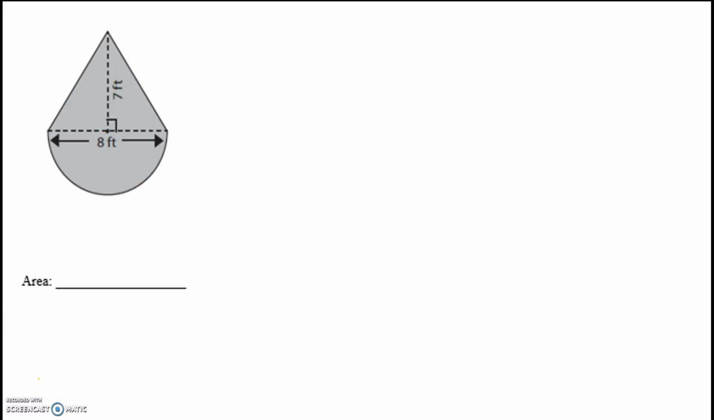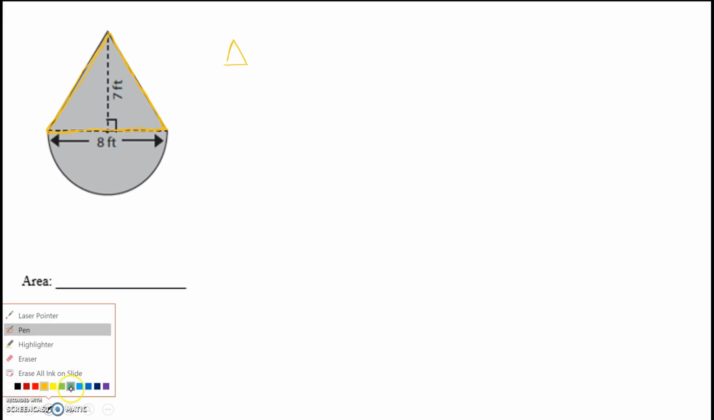So the next problem, I see 2 shapes as well. Okay, so I see a triangle up here on top, and then I see a semicircle. Now, I have some people that are like, but Miss, isn't this 2 triangles? Well, I want to do the smallest number of calculations necessary because I don't want to do more work than I have to. So I am going to break it into the smallest number of pieces possible.